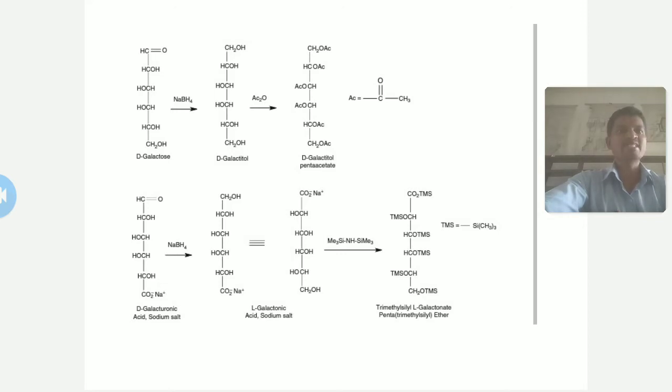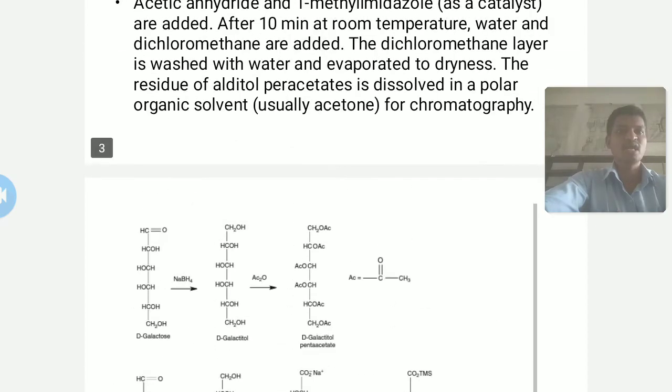Ac2O means acetic anhydride. The reagent is acetic anhydride. In that case, all the hydroxy groups present in the alditol, that is D-galactitol, are acylated. So all the hydroxy groups 1, 2, 3, 4, 5, 6, all these 6 hydroxy groups are converted to acylated groups. No hydroxy group remains to acylate. So this is the reagent for the acylation of alditol.